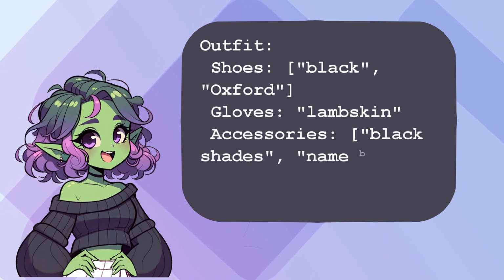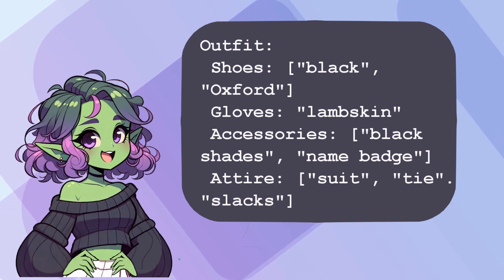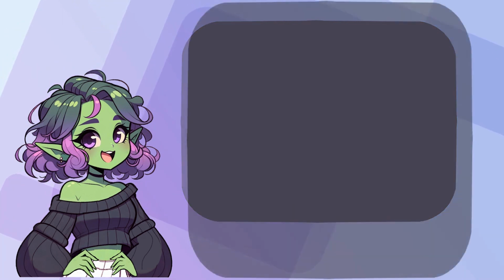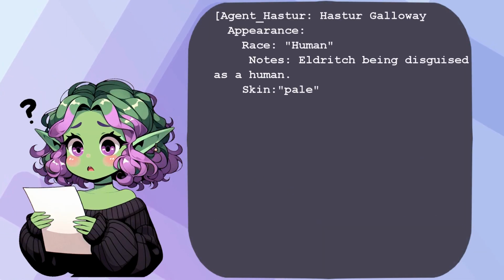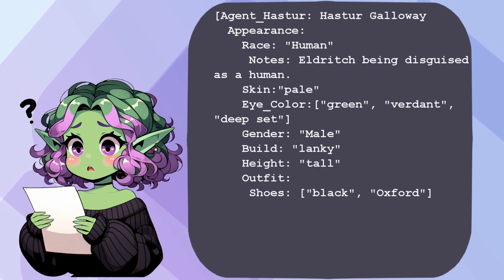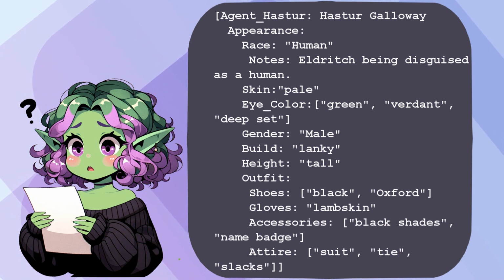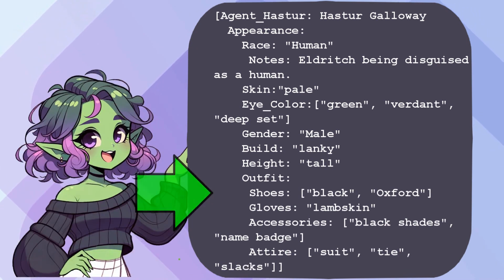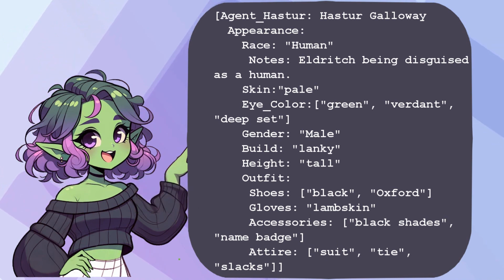Let's make sure his outfit is described in a specific way too. We'll list items like his Oxford shoes, lambskin gloves, black shades, and then combine them with his suit and tie, slacks, and name badge. You can pin subcategories to other subcategories, and just like Inception, go deeper into these boxes and boxes and boxes. In this case, we hit enter, come to a new line, match the outfit label indentation with the other subcategories in appearance.